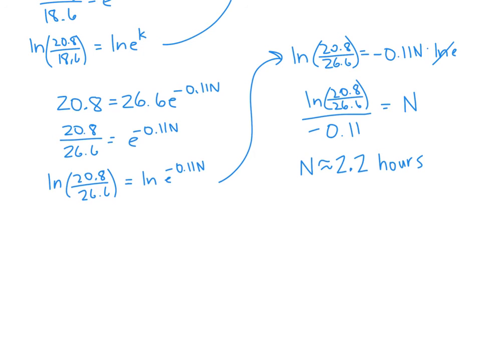So the question asked us, what time was the murder committed? Well, 2.2 hours. Let's figure out how many minutes that is. That is 2 hours and 12 minutes, since 0.2 is 2/10 of an hour. So 2/10 of 60 is going to be 12 minutes. So 2 hours and 12 minutes had passed when the coroner arrived. And since the coroner arrived at 2 a.m., 2 hours and 12 minutes before 2 a.m. would mean that the time that the murder was committed was 11:48 p.m. the night before.